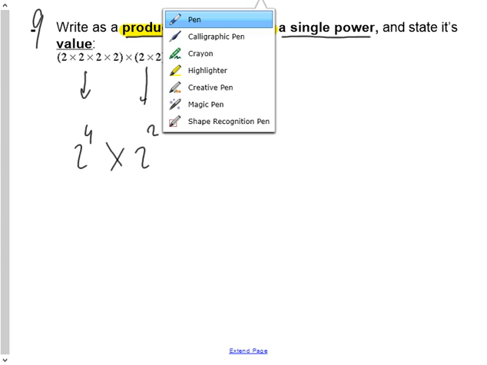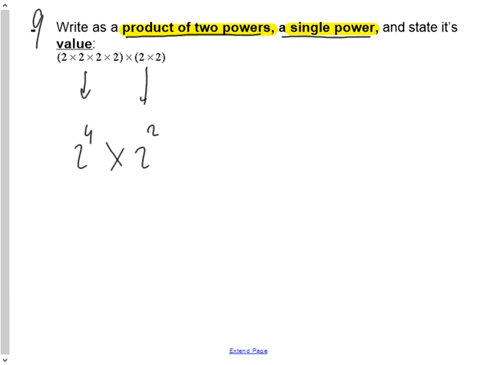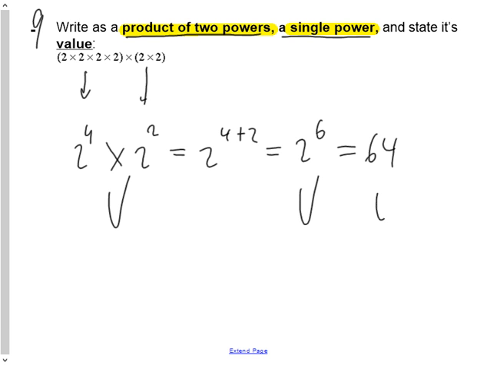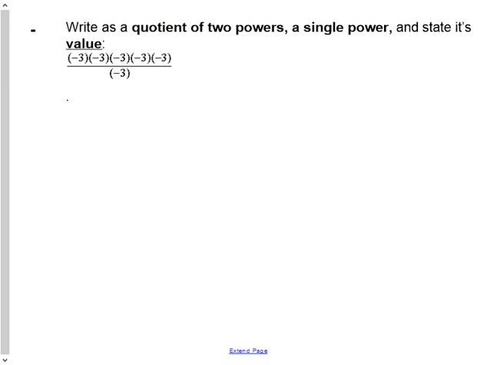Then it says, write as a single power. So what I was hoping people would do is use your law, keep the base and add your exponents, to get 2 to the exponent of 6. That is a single power. And state its value: 2, 4, 8, 16, 32, 64. Its standard form value is 64. So you got 1 point for this, 1 point for this, and 1 point for that. And this is a nice little thing because you showed your work. Again, the next question, question 10, says write as a quotient of 2 powers.